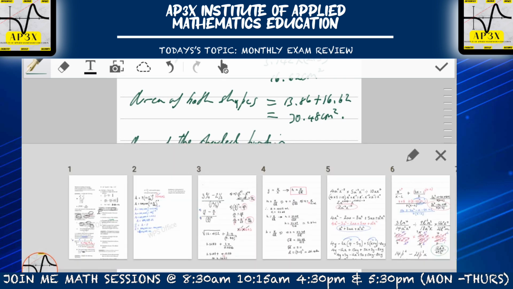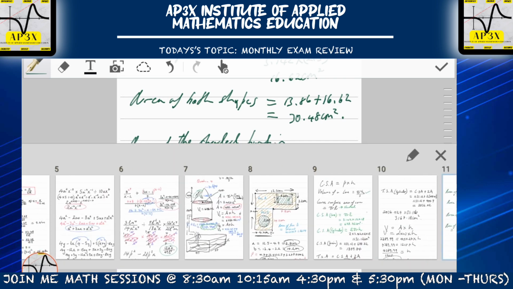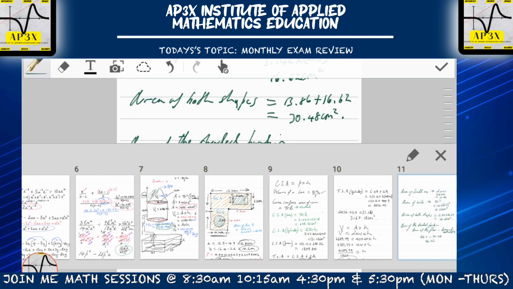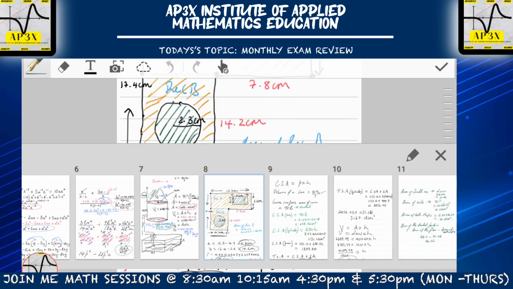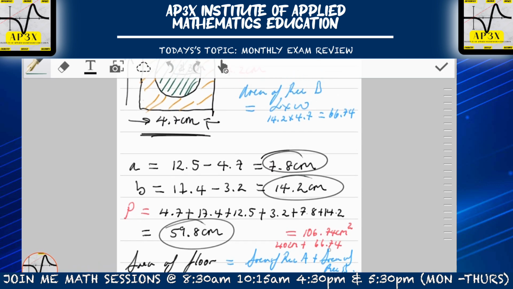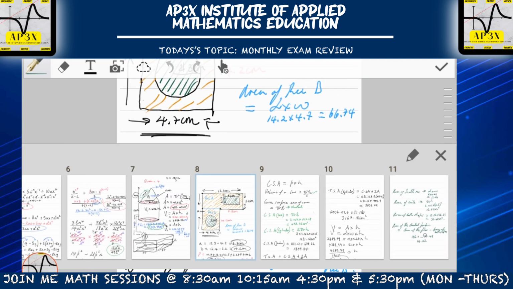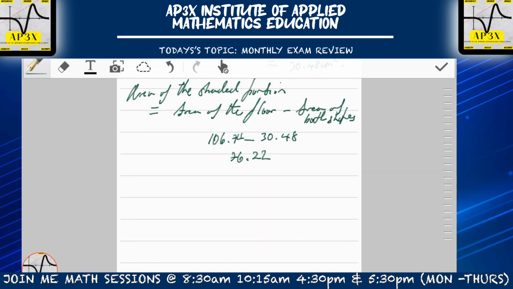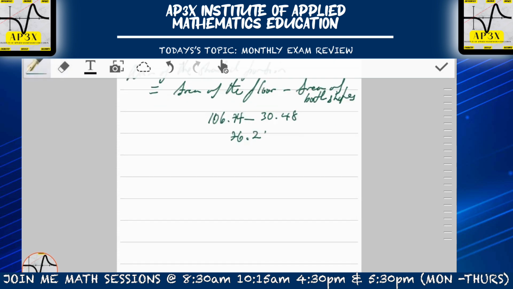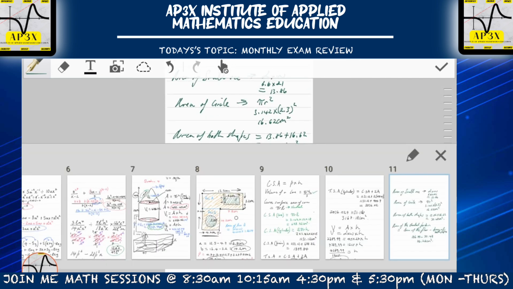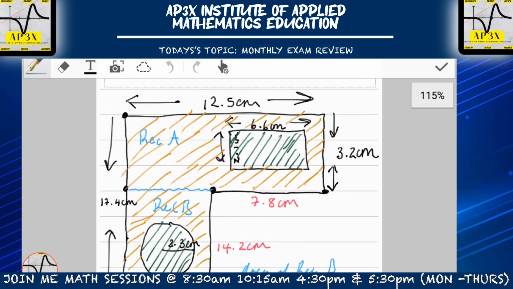76.22. Let's verify. I think I may have made a mistake with the area of the floor. Let's see if I had it correctly here. Area of the floor 106.74. Okay, 0.74. Let's be a little bit more accurate. So let's do that again. 106.74 take away 30.48. 76.26 as opposed to 76.22 square centimeters. So that is the area of the shaded portion in orange here.